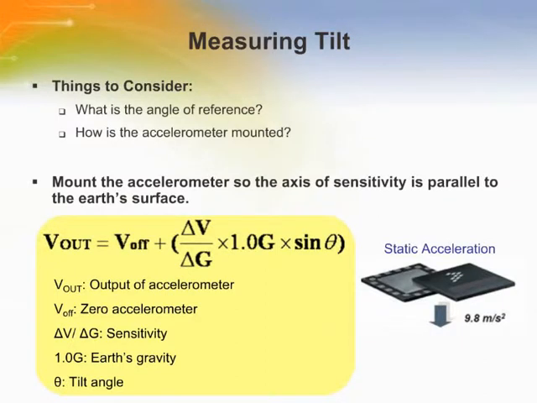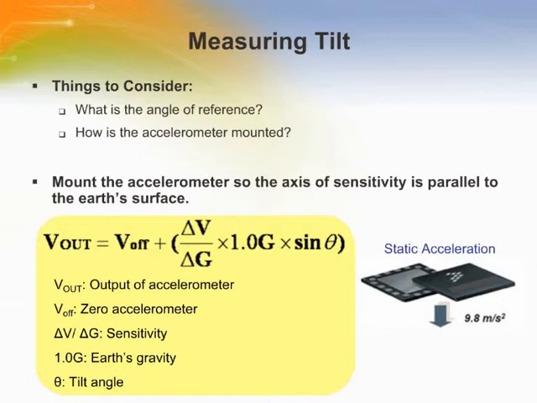To achieve the highest resolution of tilt, the angles of operation are needed to determine the sensing axis that would be optimal for the application. The second thing to consider is how the accelerometer is mounted. How is the accelerometer going to be mounted on the PCB, and how is the PCB going to be mounted on the equipment? Here shows the typical tilt equation.